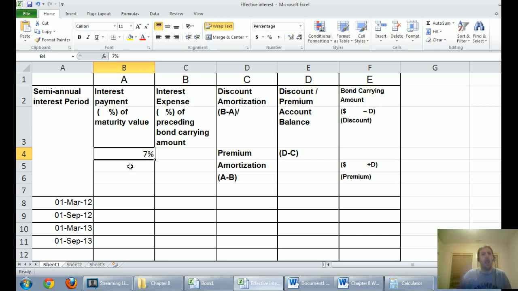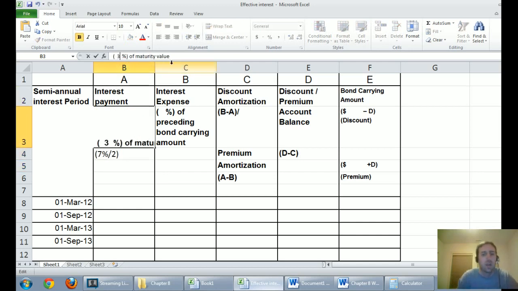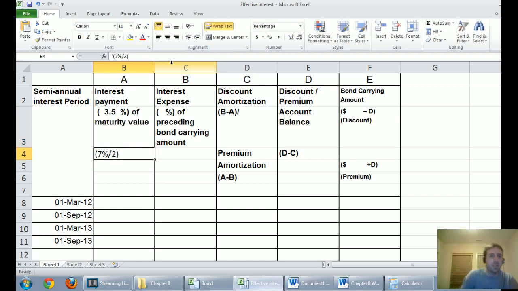The 7% is an annual interest rate. We promise to pay back 7% per year. Whenever you see an interest rate, it's typically going to be an annualized interest rate. Because that's an annual number, I take that 7% and divide by 2. So 7% divided by 2 is, of course, 3.5%. And that's the number I've put in my chart up there. You can see 3.5% of maturity value.